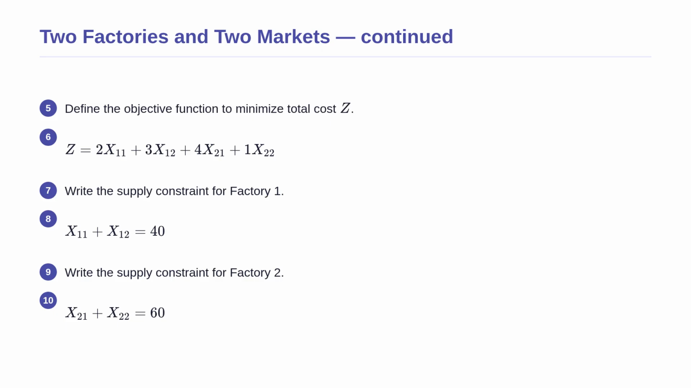Next, we write the supply constraints. For Factory 1, shipments to Market 1 and Market 2 must exactly equal its 40 available units. Similarly, shipments out of Factory 2 must equal its 60 units.